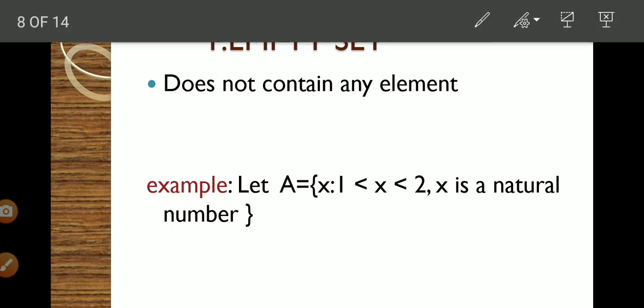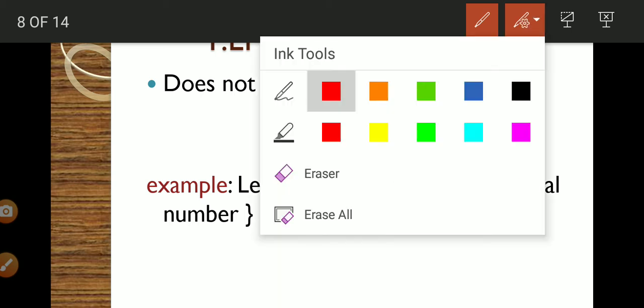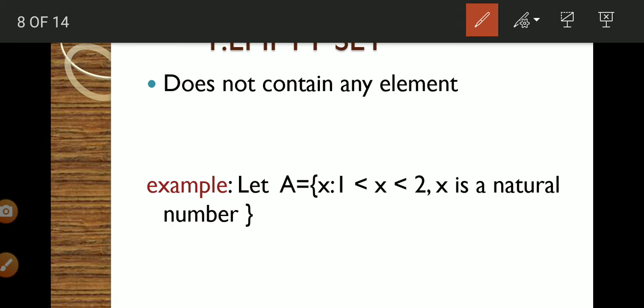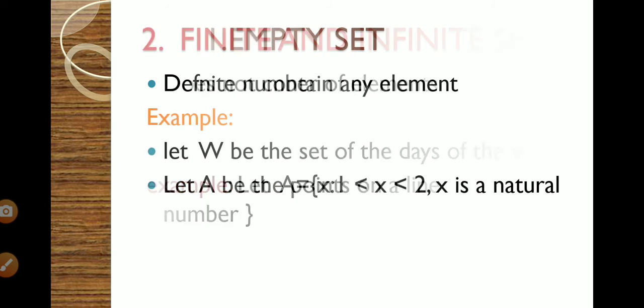Here, one more example is given: 1 is less than x is less than 2, where x is a natural number. What is the number that lies between 1 and 2? That is 1.1, 1.2, 1.3, 1.4 and so on. These are decimal numbers, so they cannot be natural numbers. So we can write it as an empty set, or simply with braces.